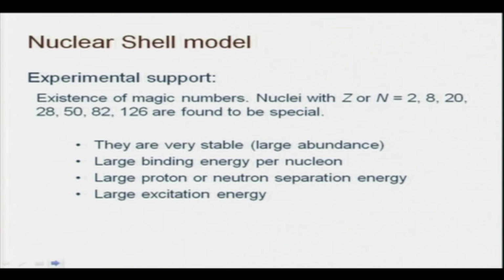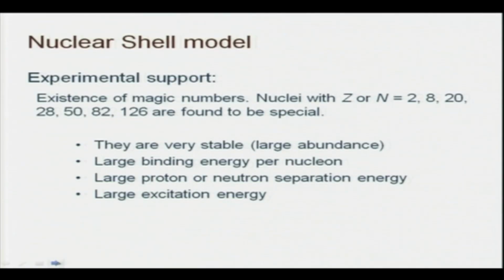Large proton and neutron separation energy. The separation energy in the case of nucleons is similar to the ionization energy. This is the energy needed to take a proton or a neutron away from the nucleus. And then it also has large excitation energy. If you want to excite the nucleus from the ground state to an excited state, you need to give large energy. So, there is a big gap there, it looks like.